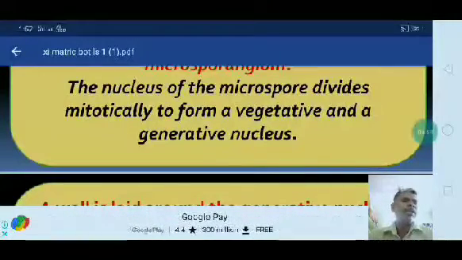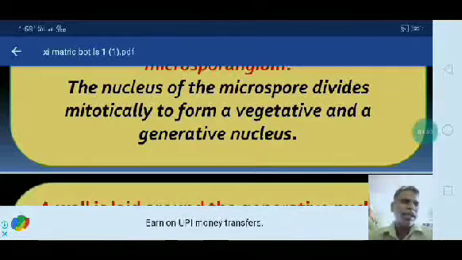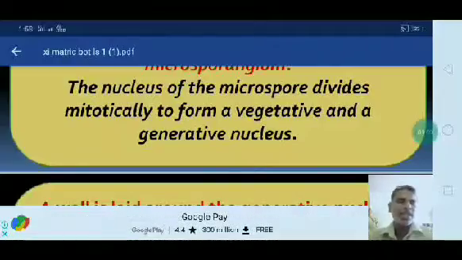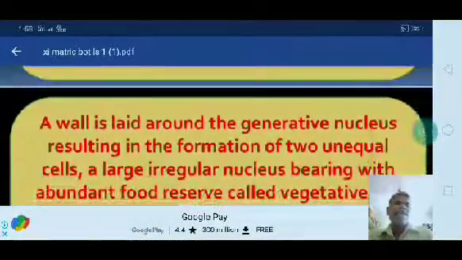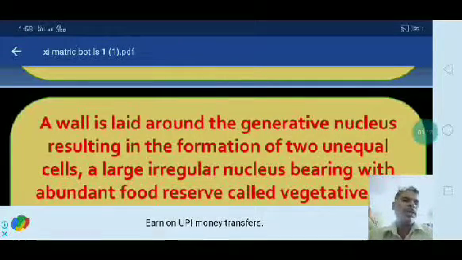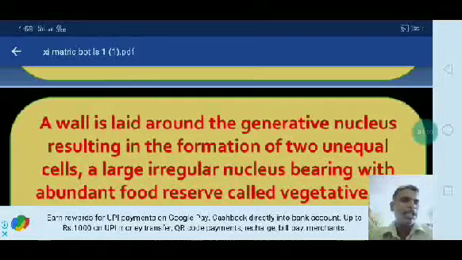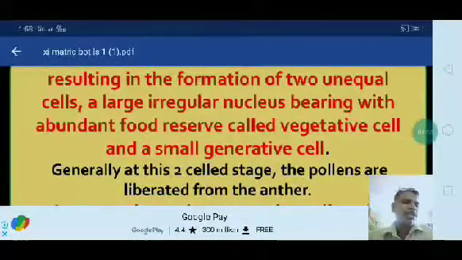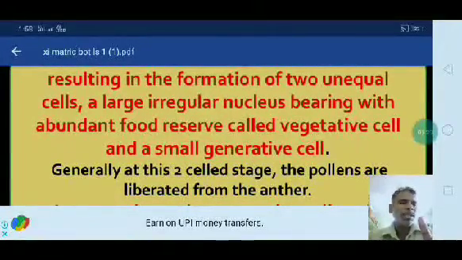The nucleus of the microspore divides mitotically to form a vegetative nucleus and a generative nucleus. Here the wall is laid around the generative nucleus, resulting in the formation of two unequal cells.